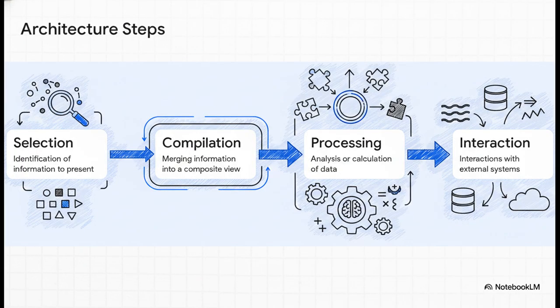This architectural map is systematically built using 4 core steps. Step 1 is information selection, literally identifying exactly what data you need. Step 2 is compilation, merging those distinct pieces of info into a single cohesive view. Step 3 is information processing, actually crunching the analytical data or running the rules. And finally, step 4 is system interaction, handling any necessary communications with external systems to get the job done.